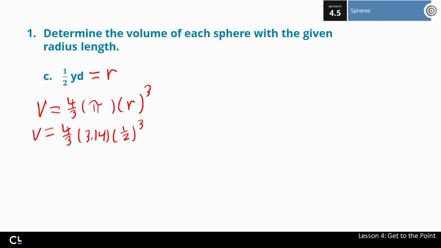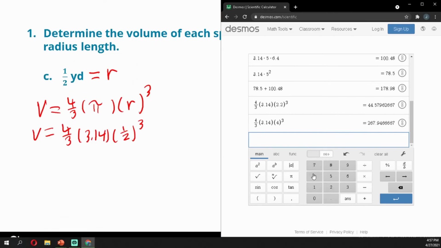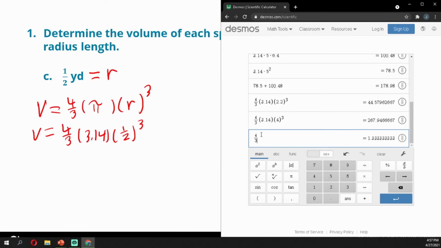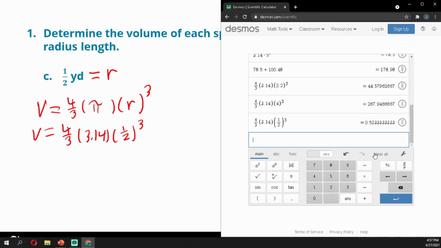So we plug this in. Once again, I'll show you how I type it in. On Desmos, we do 4 divided by 3. You gotta make sure you click outside the fraction or else you stay in the denominator. Open parenthesis, 3.14, close parenthesis, open parenthesis, 1 divided by 2. Remember, click outside, close parenthesis, and then you click this AB symbol to get to your exponent. Click 3 because we're trying to cube it, and then we click enter. And look what it gives us, 0.523 repeating.